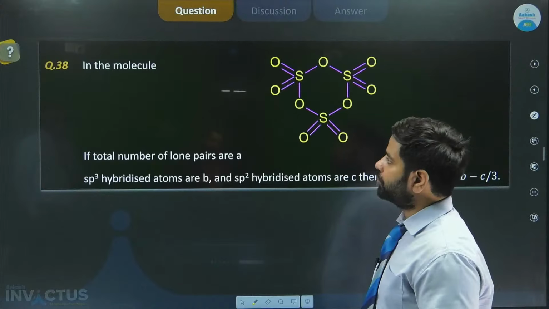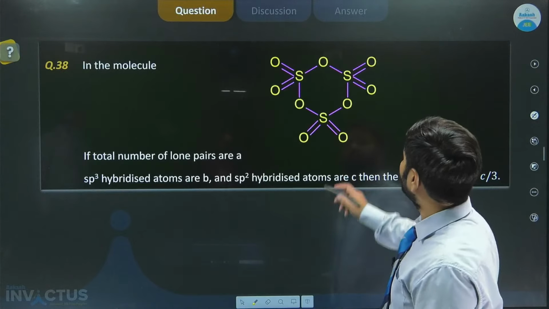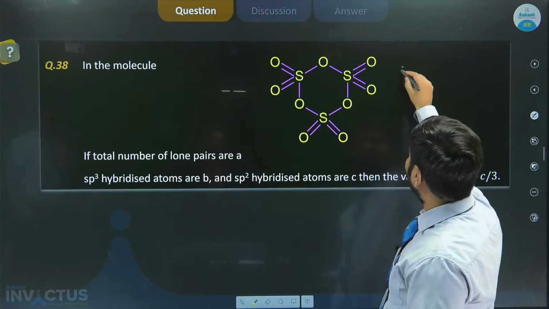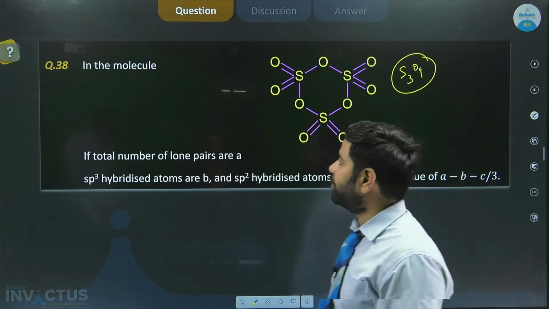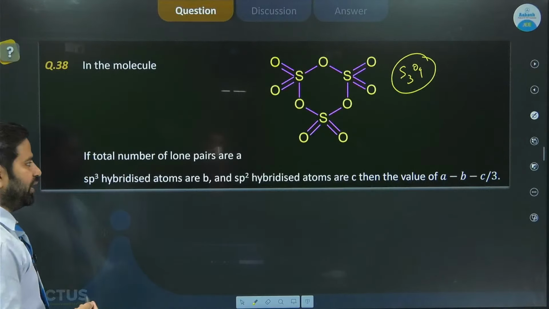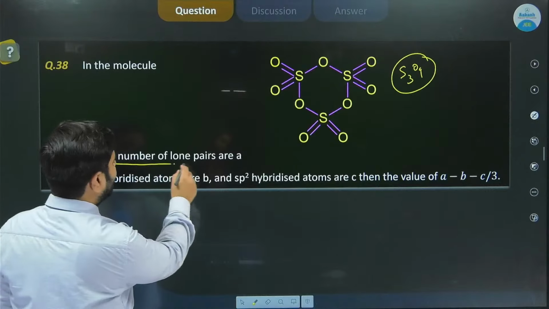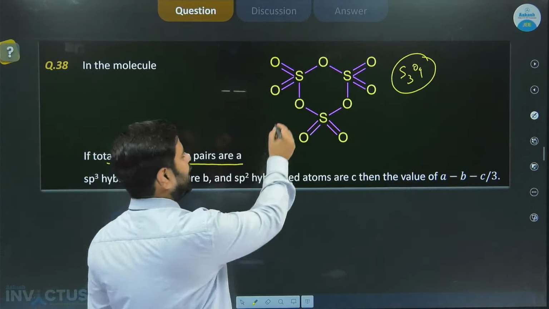This is the last question of this paper, JEE Advanced, paper 2. This is the S3O9 structure, that is the cyclic trimer of SO3. It is asking what total number of lone pairs are A. Total number of lone pairs, how can we calculate?